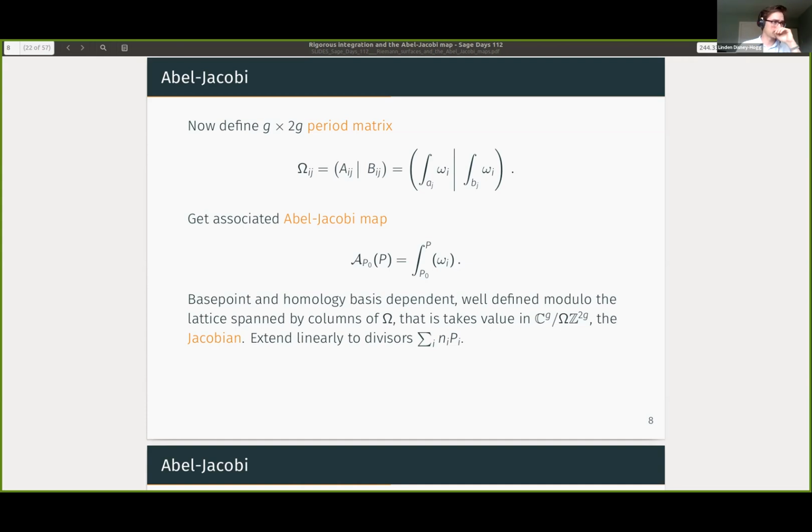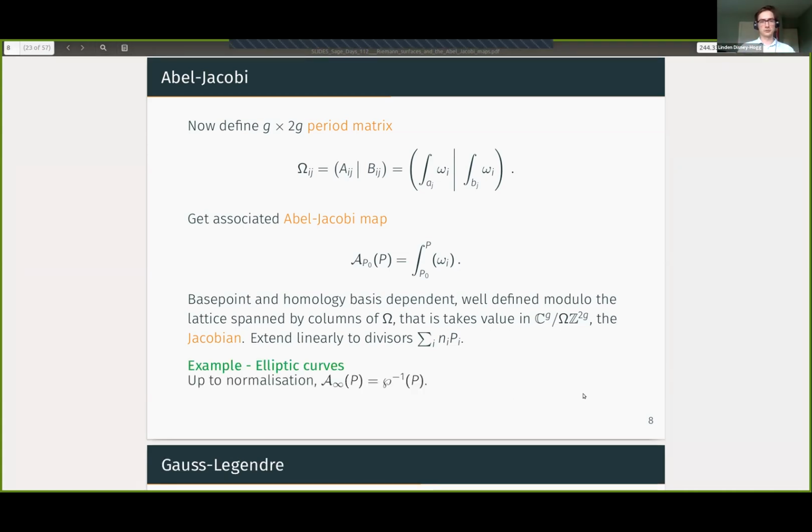So actually this goes into a space that's called the Jacobian. Sage does have some implementation of the Jacobian, but that's not unified yet. Again, we'll talk a little bit about that later. And you can extend this linearly to divisors, which for us will just be the free Z-module on points in my Riemann surface. So when I've written this Abel-Jacobi map from P0 to P, I've picked a base point P0, which is some point on my curve. I'm going to another point P on my curve, I'm choosing a path and I'm integrating along it. How we choose that path is something that we'll talk about later. We're actually going to do calculations in Sage.